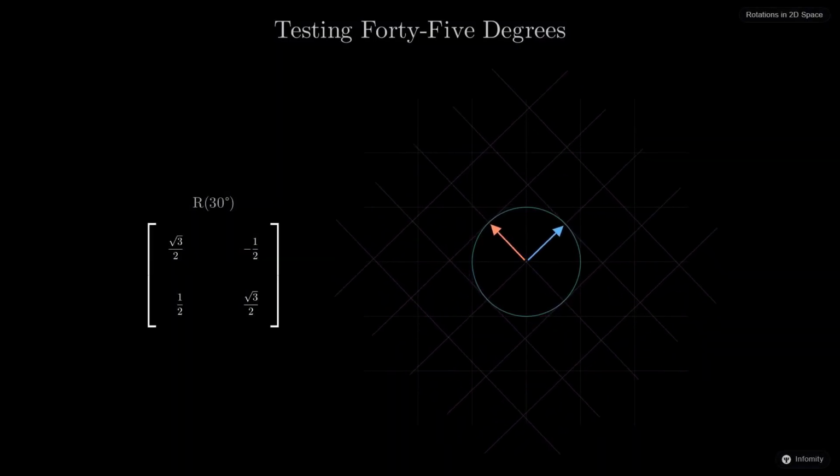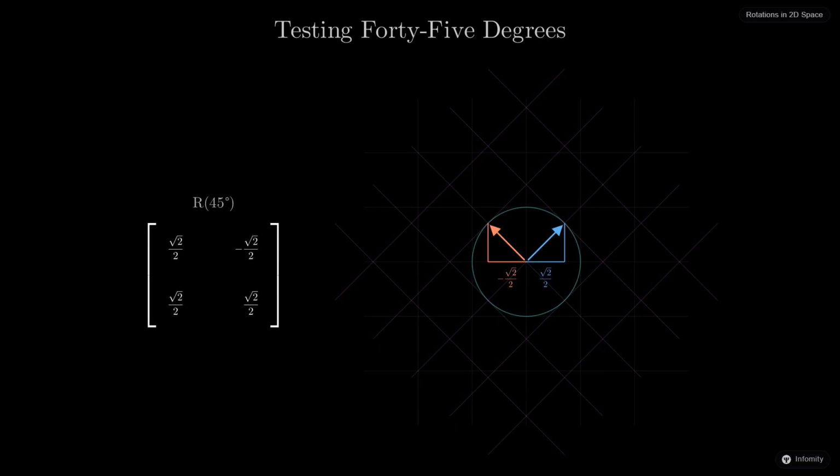Let us push it further to 45 degrees. At this angle, the horizontal and vertical components of our basis vectors become equal. Consequently, the matrix columns reflect this symmetry, showing the square root of 2 over 2 in every single position, with our trusty negative sign still in place.